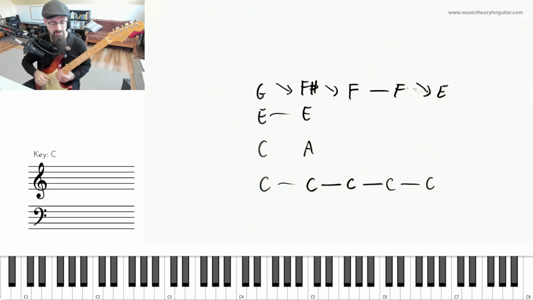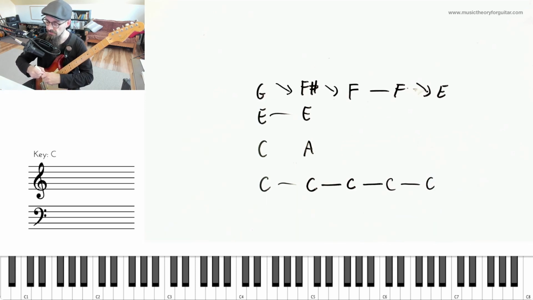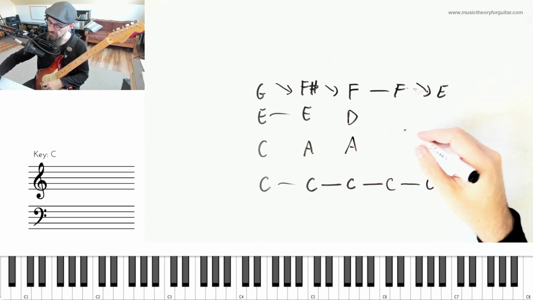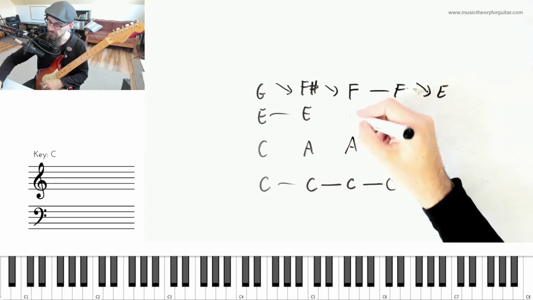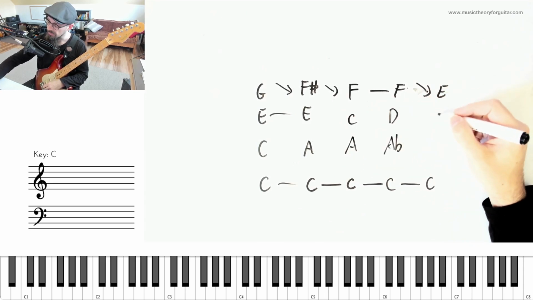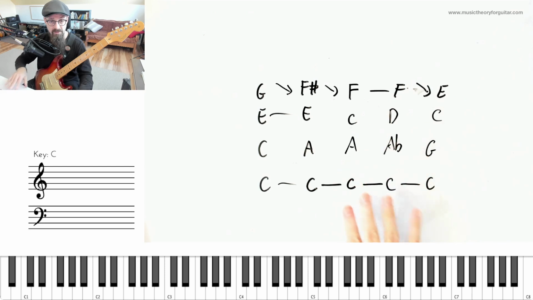What did I do here? Okay, I could have filled this in several different ways. I chose to fill it this way. I chose to put an A and a D here, and then, sorry, a C. And then I put an A flat and a D. Okay, and then here I put a C and a G. I could have done many different things.